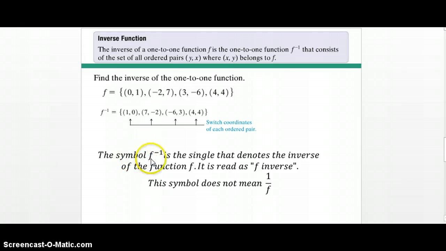The symbol f inverse is a single symbol that denotes the inverse of the function f. It is read as f inverse. The symbol does not mean 1 over f. This is a single function name. It doesn't mean 1 over f.